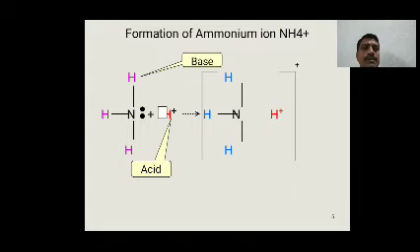In this reaction, hydrogen ion is the pair of electrons acceptor, so it acts as a Lewis acid. Ammonia is the pair of electrons donor, so it is a Lewis base. These two electrons transfer from ammonia to H plus ion, forming a new bond and then ammonium ion. Ammonia is the Lewis base, hydrogen ion is the Lewis acid.